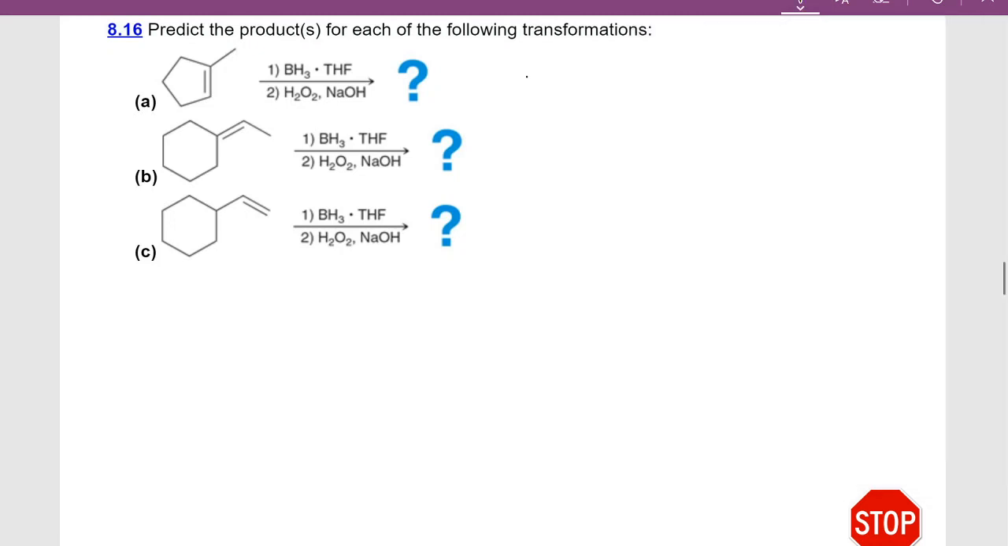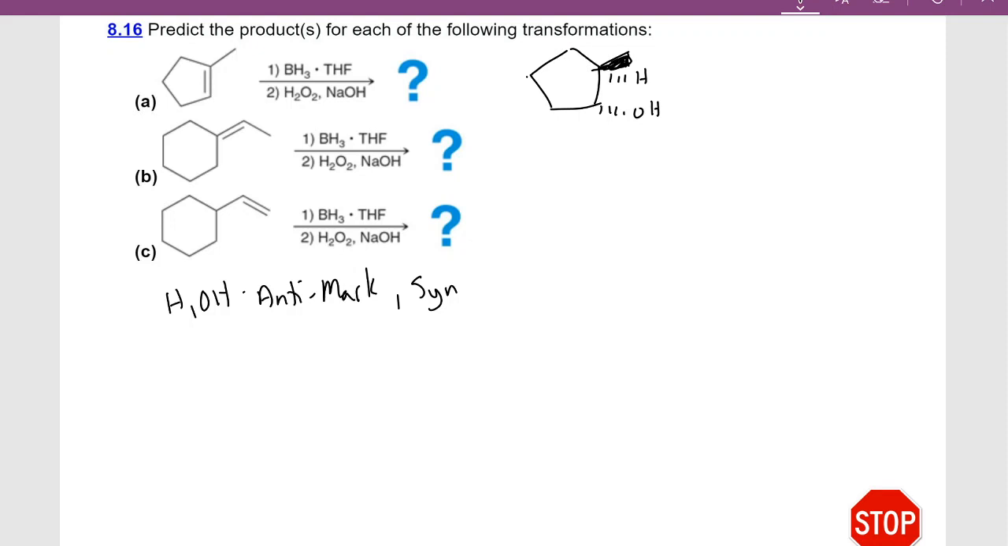Okay, so for all of these, what are we adding and where are we adding it? We're adding H and OH, anti-Markovnikov, and we're adding those syn. So for the top one, if our methyl group here is coming out, I still have trouble writing with this, then the hydrogen's going to be going back, and the OH will also be going back. And so did we form a chiral center? Yes, we did. Both of those are chiral centers, and so we could write plus enantiomer in this case because we didn't have diastereomers because we don't have any other chiral centers in the molecule.